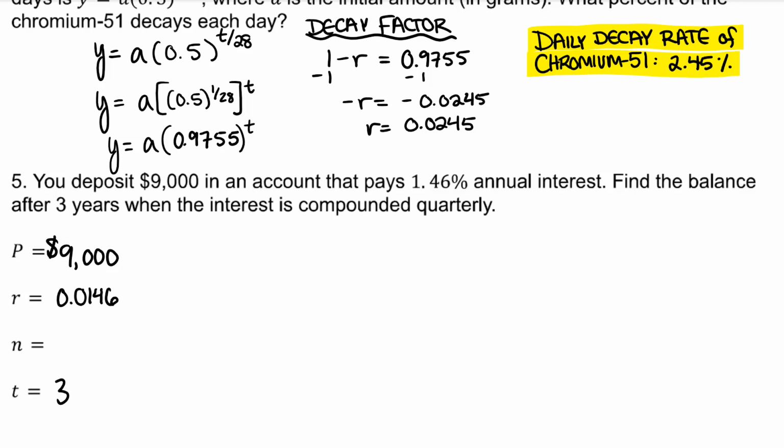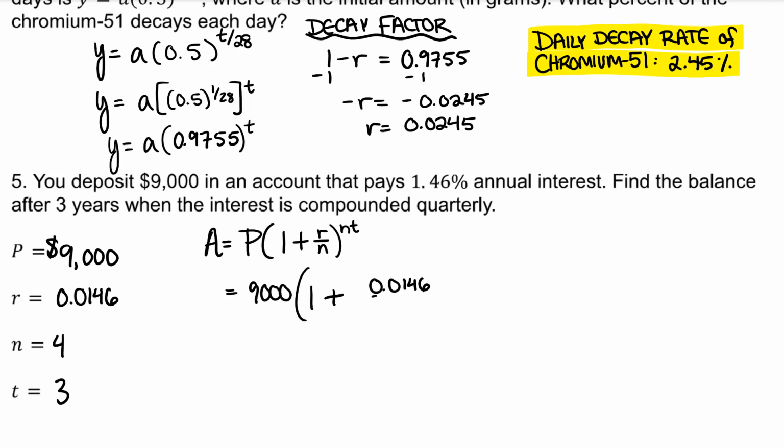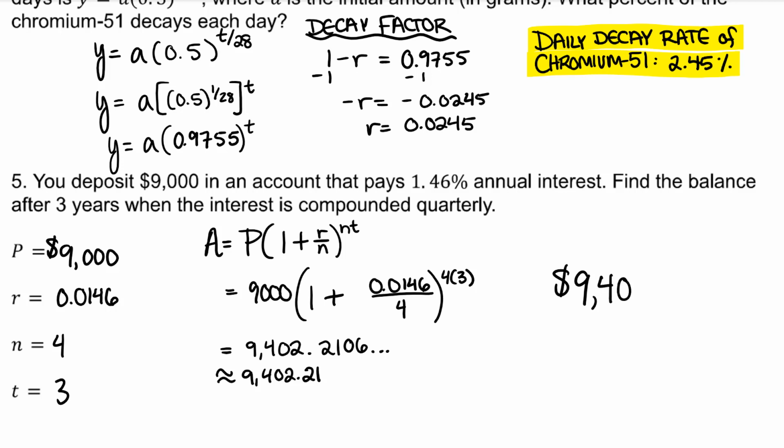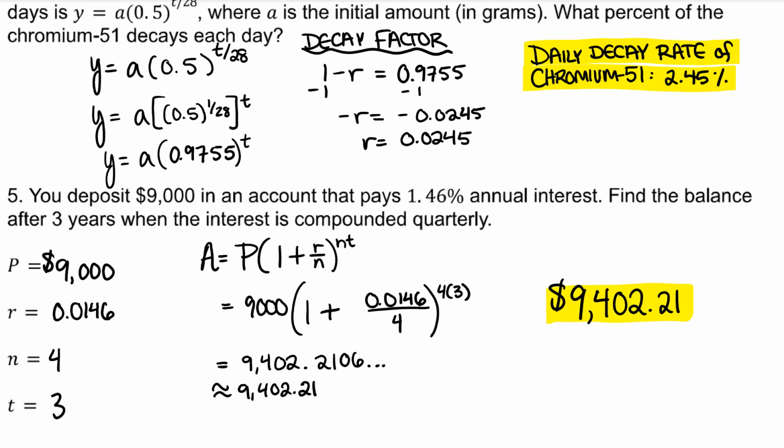And the interest is being compounded quarterly. Quarterly means 4 times a year. Plug this into your compound interest formula. And we get 9,402.2106 and so on, which is approximately 9,402.21. In fact, we don't need the approximately equals because this is money and we don't use more decimal places for money anyways. So the amount of money in the account is $9,402.21.